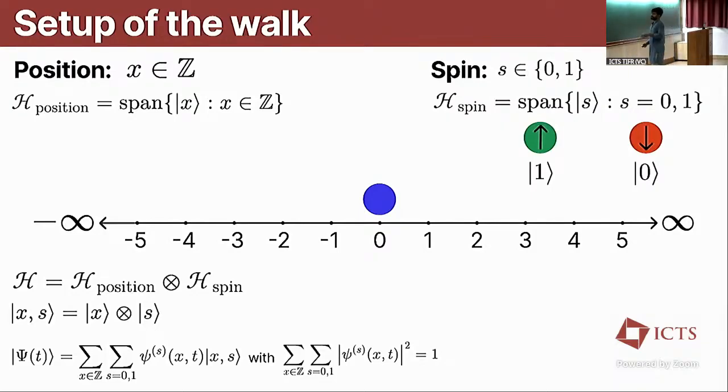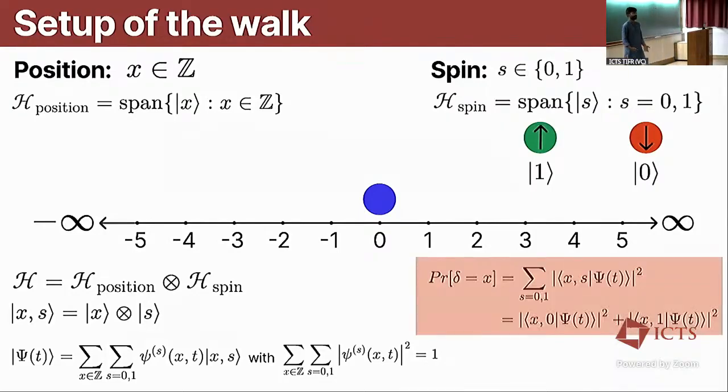One thing to take away from this slide is that the probability to find a particle at some target will be given by the probability to find it at the target with spin 0 or spin 1. So this will become more important as we go on.